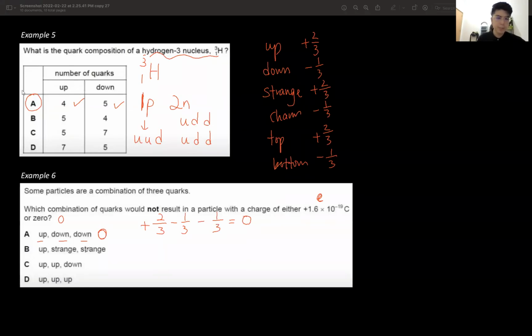Okay, B, up, strange, strange. So plus 2/3. Strange is plus 2/3. Wait, sorry, this one should be charm first, right? Okay, I made a mistake. This one I change, charm, strange. This is plus 2/3. This is minus 1/3, okay?